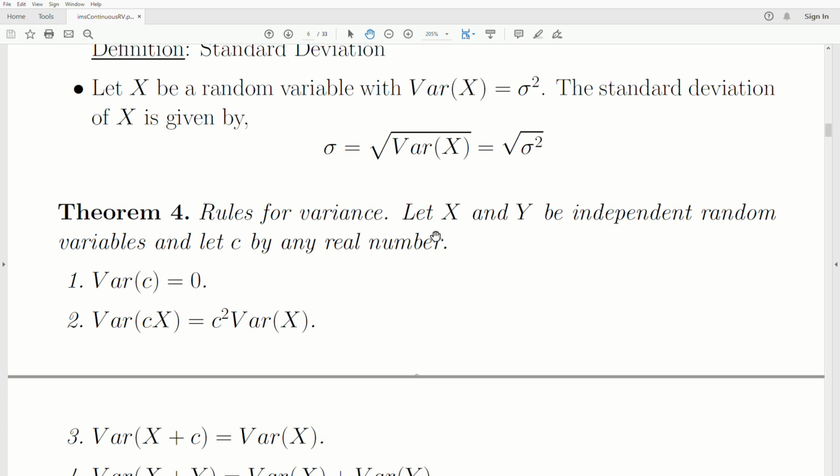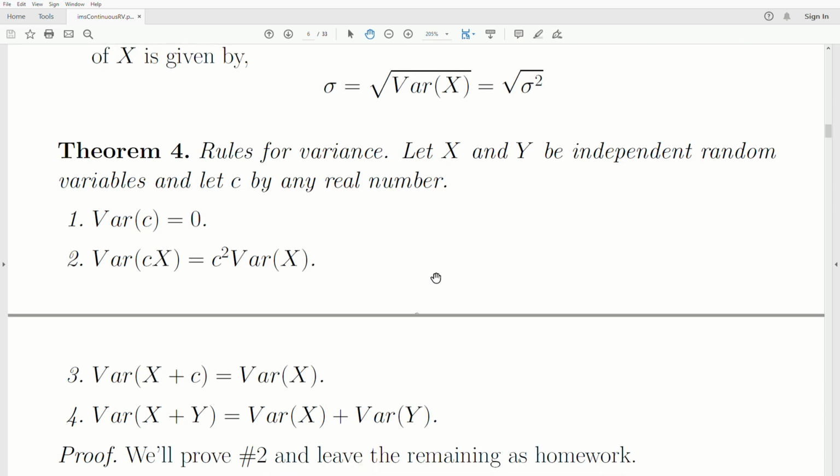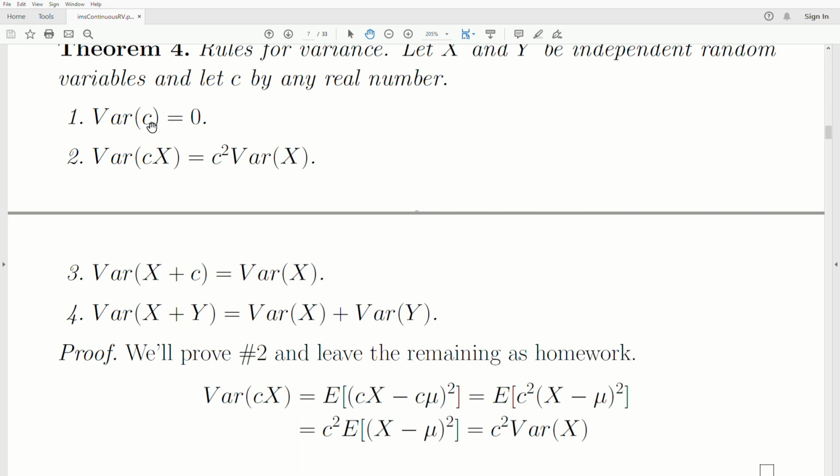Now, rules for variance: let x and y be independent random variables and let c be any real number. The variance of a constant is equal to 0. There's no variability. It's all constant. The variance of c times x is c squared times the variance of x. So the c comes out squared. The variance of x plus c is equal to the variance of x.